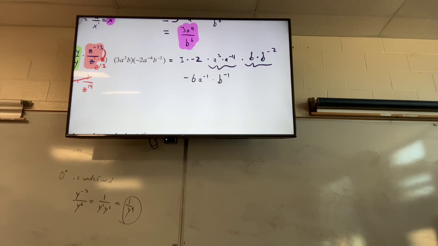Okay. How do I get rid of those negative exponents in the a and b? What do I do? Yeah, so I put it over 1, and then I want to move this a to the bottom, it'll become an a to the 1. I want to move my b to the -1 to the bottom, it becomes b to the 1. So that's -6 over ab.